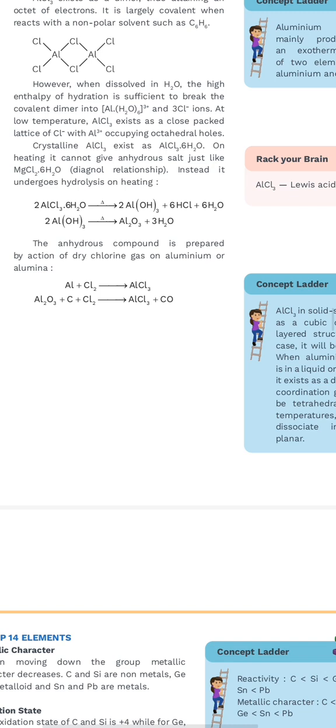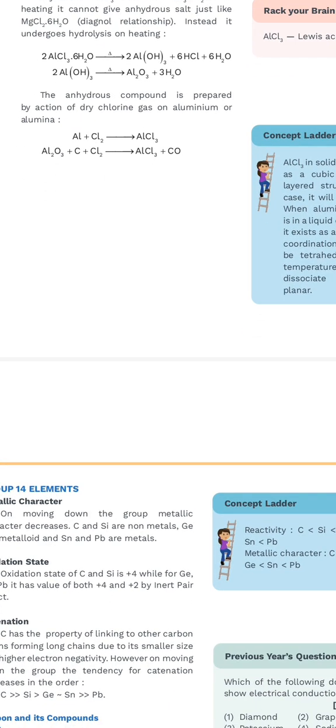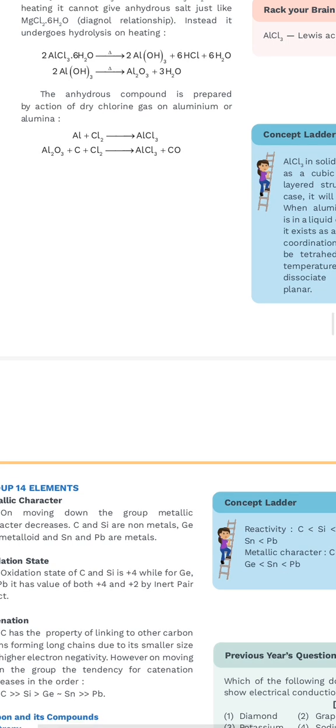positive occupying octahedral holes. Crystalline AlCl3 exists as AlCl3 and 6 molecules of water. On heating, it cannot give the anhydrous salt, just like MgCl2 and 6 molecules of water. Instead, it undergoes hydrolysis on heating. The anhydrous compound is prepared by the action of dry chlorine gas on aluminium or alumina.